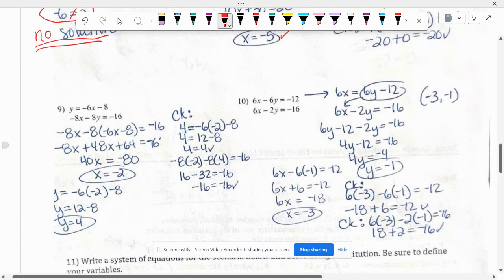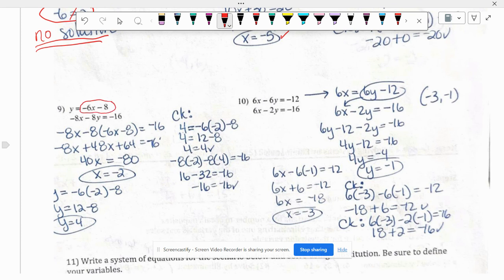All right, number 9, I can see that I've already got a variable isolated. I have the equation y equals -6x minus 8. I'm going to plug that in right here for the value of y. When I solve, I find out that x equals -2. Then I plug x equals -2 right back into the first equation. y equals -6 times -2, and I find out that y equals 4. So my solution here is the ordered pair -2, 4.